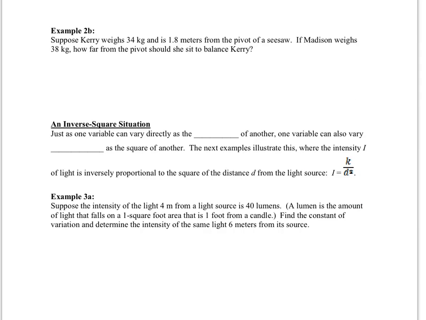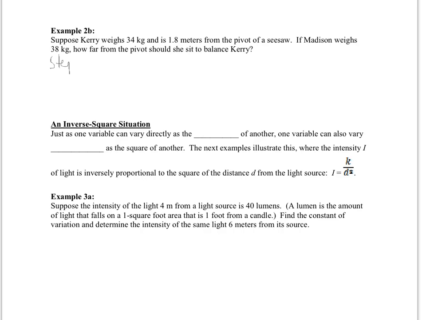Okay, let's work through another problem to help you understand inverse variation. Example 2b, this time Carrie weighs 34 kilograms and is 1.8 meters from the pivot of a seesaw. If Madison weighs 38 kilograms, how far from the pivot should she sit to balance Carrie?